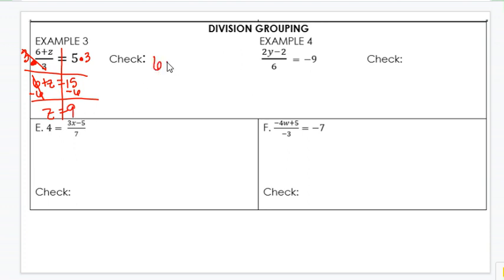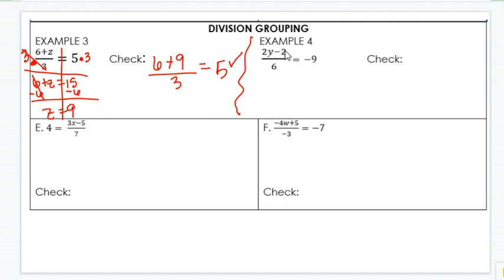And in your calculator, you're going to type 6 plus 9 divided by 3 and see if that equals 5. So let's do the math without the calculator. 6 plus 9 is 15. 15 divided by 3 is 5. It does check out.